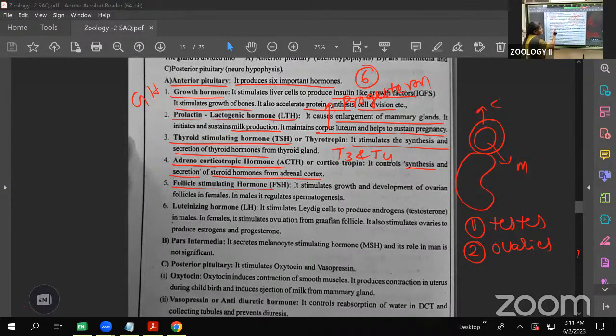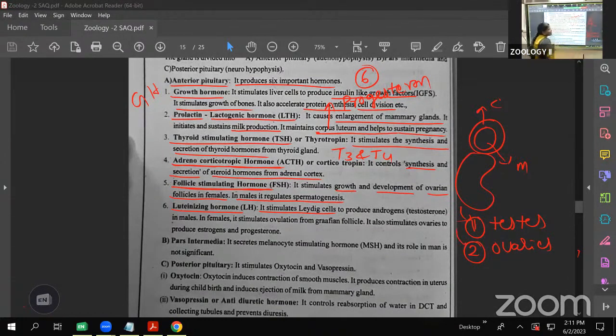Here, see this one, follicle stimulating hormone. It stimulates the growth and development of ovarian follicles in the females, and in the males it regulates spermatogenesis. Spermatogenesis and ovulation, both of them are controlled by the follicle stimulating hormone, FSH. Next, the sixth one is called luteinizing hormone. It stimulates the Leydig cells. Before that, the follicle stimulating hormone is responsible for spermatogenesis and ovulation.